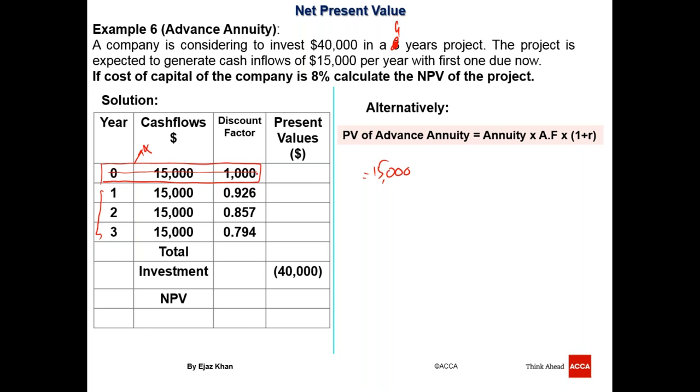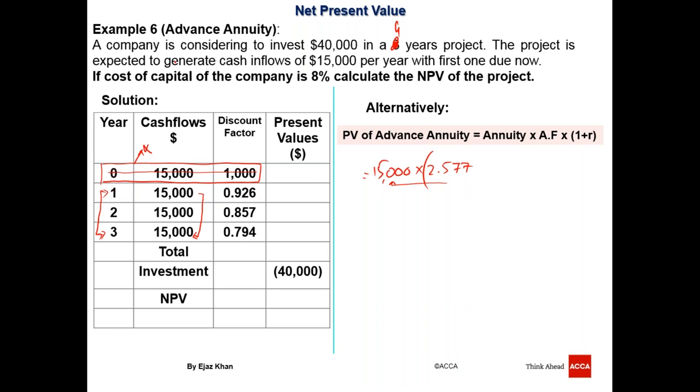Since we are ignoring the first cash inflow, it's just a normal project starting from year 1 and ending at year 3 end. So it would be 2.577. Now, if I just multiply this 2.577 with 15,000, it will give me the present value of cash flows starting from year 1 to the end of year 3.